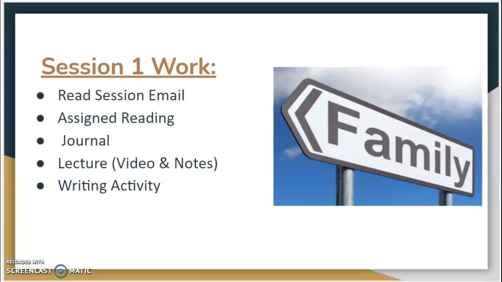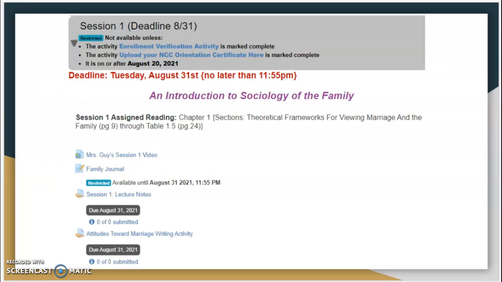So for session 1, you will read a portion of chapter 1. You'll start on page 9 at the theoretical frameworks for viewing marriage section, and you'll read through to page 24, and you'll stop once you finish reading table 1.5. Then you will move into the session activities.